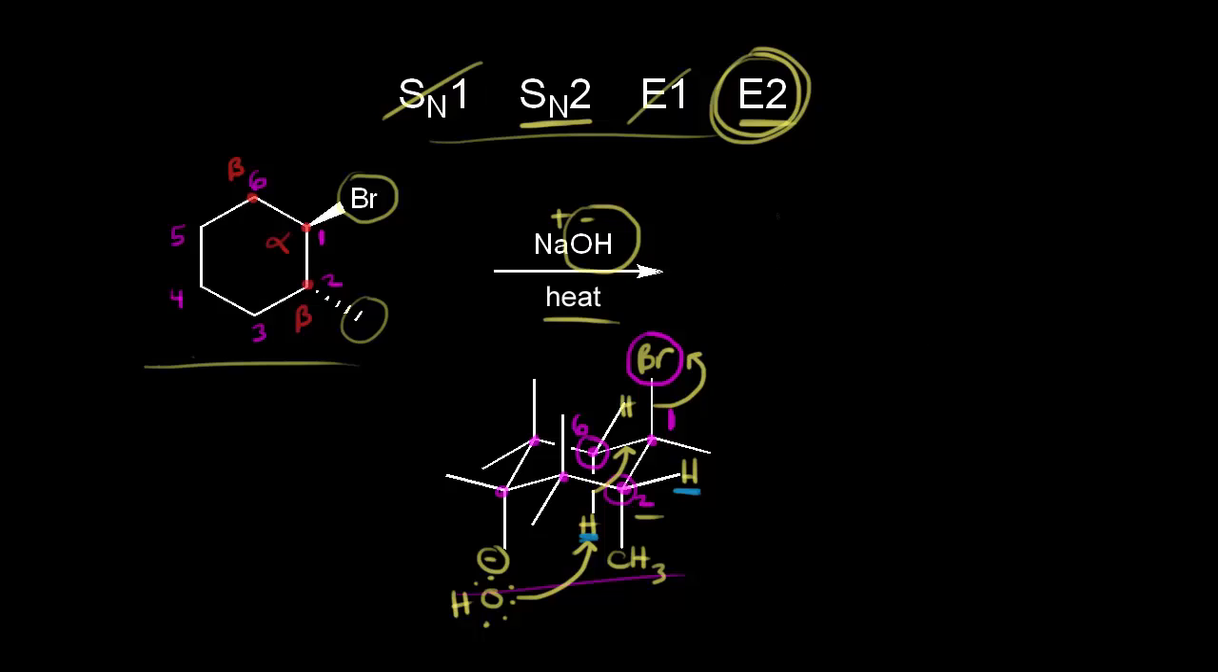So let's draw the product for this reaction. We would have our ring, and a double bond forms between carbon 1 and carbon 6. So that means a double bond forms in here. And then at carbon 2, we still have a methyl group going away from us in space. So let me draw that in like that.